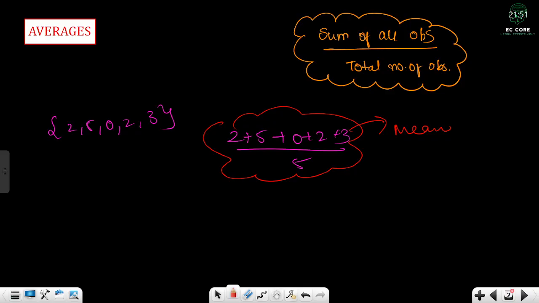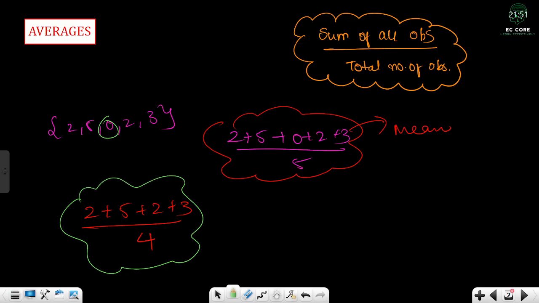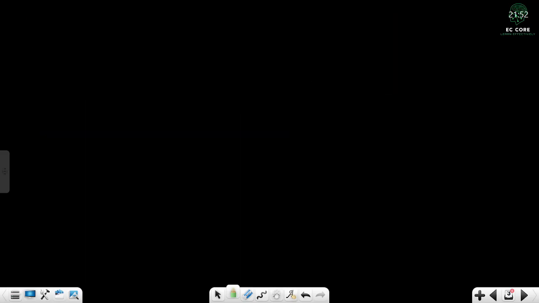So what will be my average? Then my average will be 2 plus 5 plus 2 plus 3 by 4. Here I am not considering 0 while finding my average. Why? Because I am not specifying any information regarding this set of numbers, so I will not consider 0. So the difference between average and mean, we will understand here.